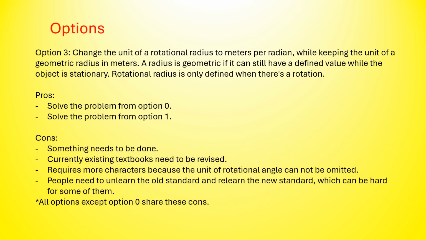Cons. Something needs to be done. Currently existing textbooks need to be revised. Requires more characters because the unit of rotational angle cannot be omitted. People need to unlearn the old standard and relearn the new standard, which can be hard for some of them. Note, all options except option 0 share these cons.